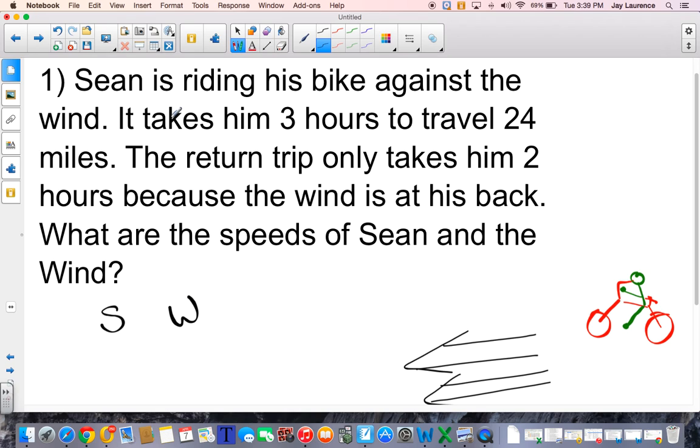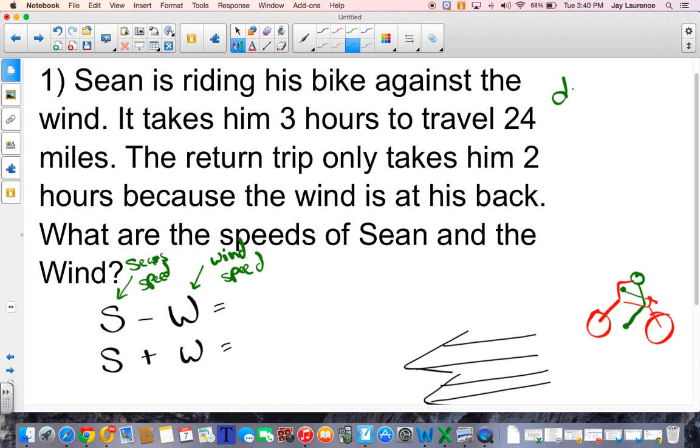Now, when Sean is taking 3 hours to go 24 miles, the wind is in his face. How do I know? Because it takes him longer to get there. So the wind will be taking away from Sean's speed. Now, the return trip will be Sean being aided by the wind. Before you fill out the right-hand side of the equal sign, what is this? It's not Sean, it's Sean's speed or rate. This is the wind speed. It's not the wind, it's the wind speed or rate.